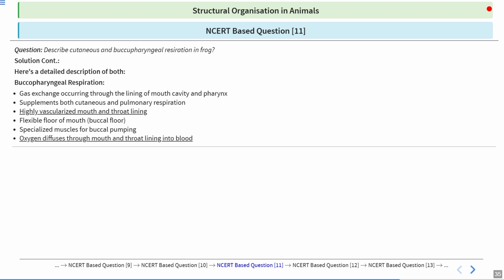Oxygen diffuses through the mouth and throat lining into the blood. So oxygen which is present inside the buccal cavity easily passes to the blood capillaries and gets dissolved in the blood which is present there. They can give out carbon dioxide. Similarly, it passes out through the buccal cavity as well as the pharynx region, and it is eliminated into the outer environment, right?